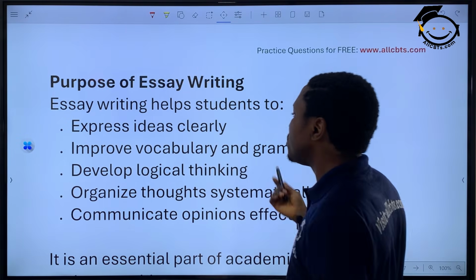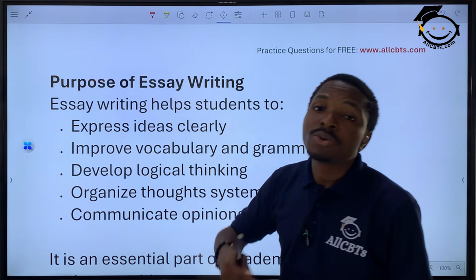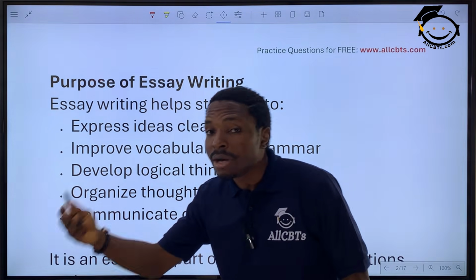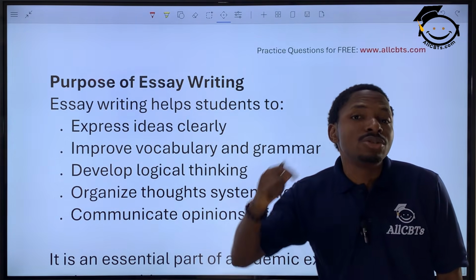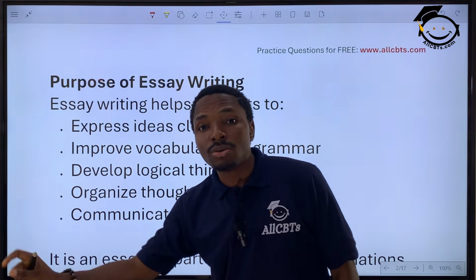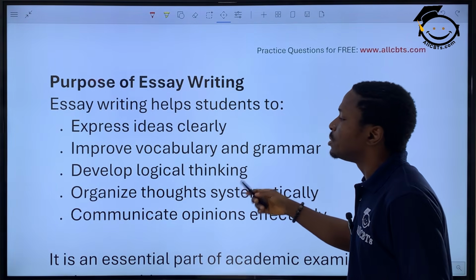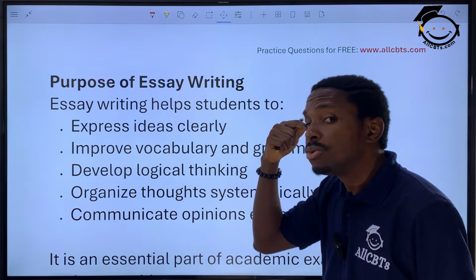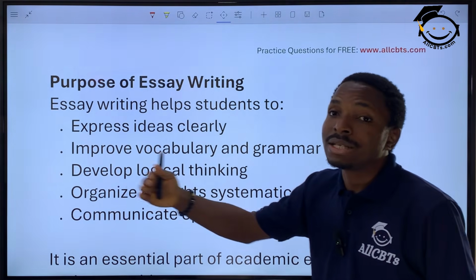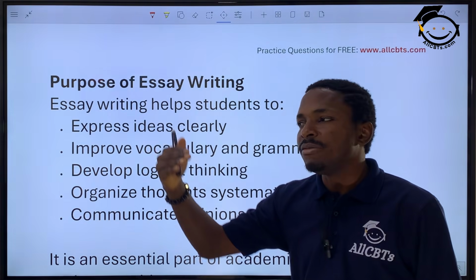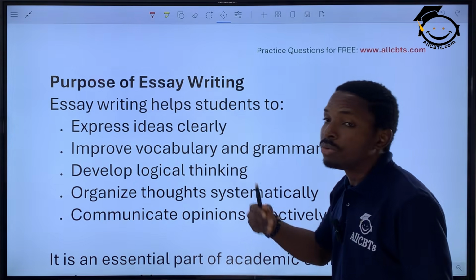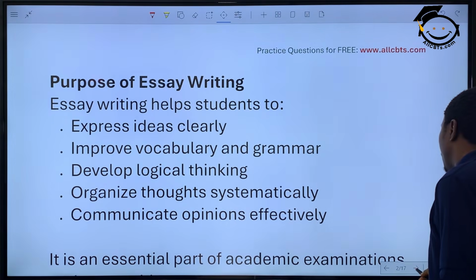Now, what's the purpose of essays? It helps us to express our ideas. It helps us to improve vocabulary and grammar, because when you're writing an essay, you need to think about what you want to write and put down your thoughts in an articulated manner. Then it helps us to develop logical thinking, because you need to think. And then it helps you to organize your thoughts systematically. Okay, this should come before this, then this should come before this. Then it helps you to communicate your opinion very well.